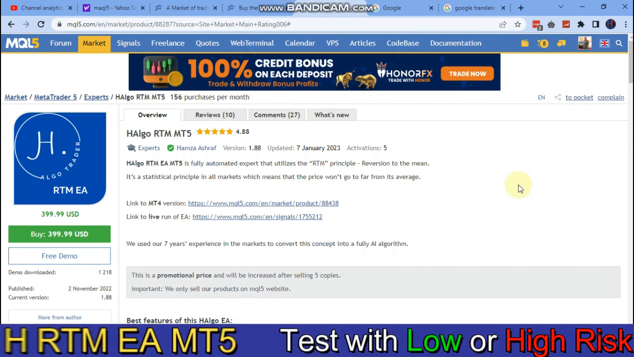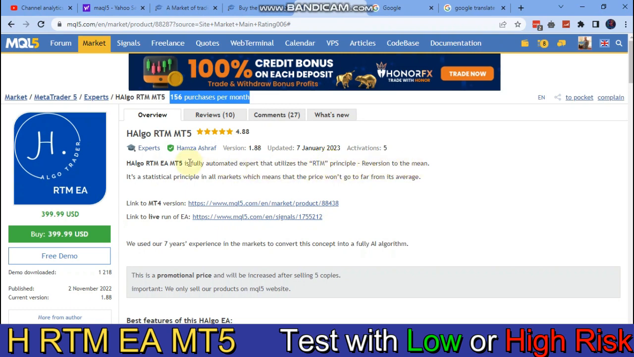Today we talk about another MT5 EA. It's called HAlgo RTM MT5. This EA also entered the market in November 2022, and now it's a high selling EA. This EA is also the same as the previous ones I review, 2 to 3 EAs, not a mention, basically the strategy.